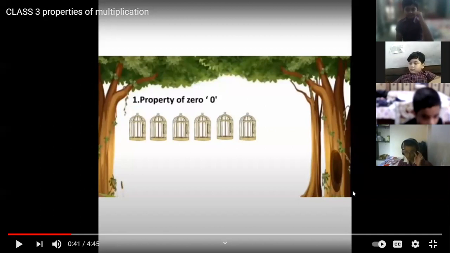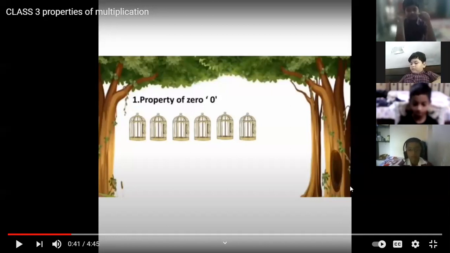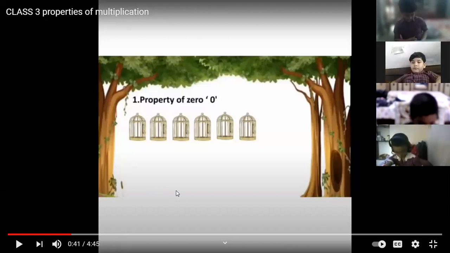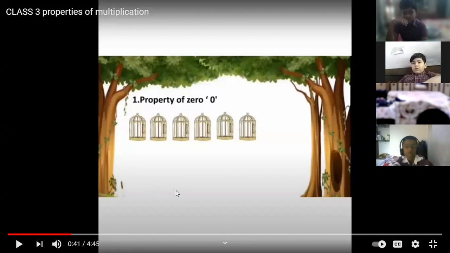Okay, so can we add the number of birds from each cage? Can you add? No. Because nothing is given, so simply we can say zero birds in the first cage, zero birds in the second cage. So can you tell me how many birds are there in the first cage? Zero. So zero, and the number of birds in the second cage is also zero.